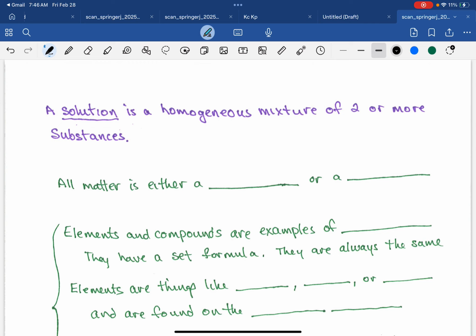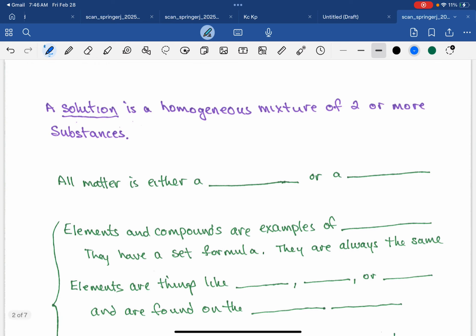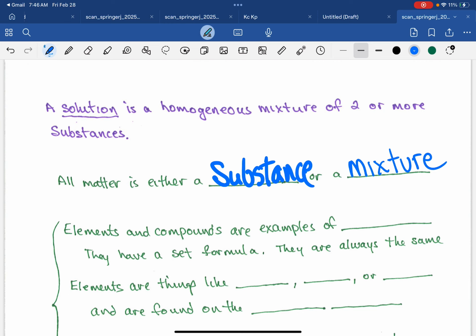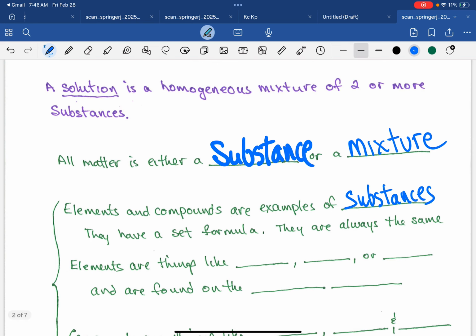Now you've got to think back a little bit, because all matter is either a substance or a mixture. And elements and compounds are examples of substances. They have a set formula. They're always the same. Elements are things like carbon, hydrogen, oxygen, things that you can find on the periodic table.